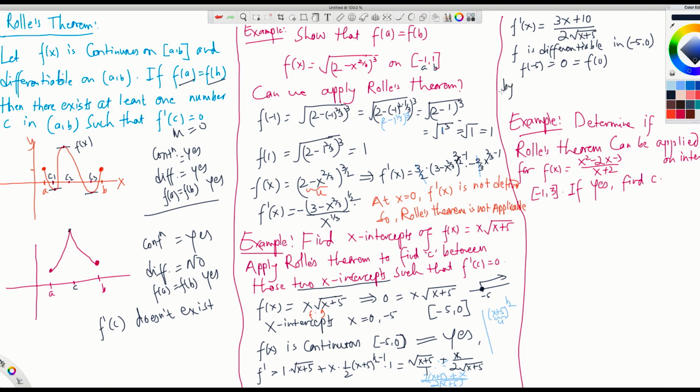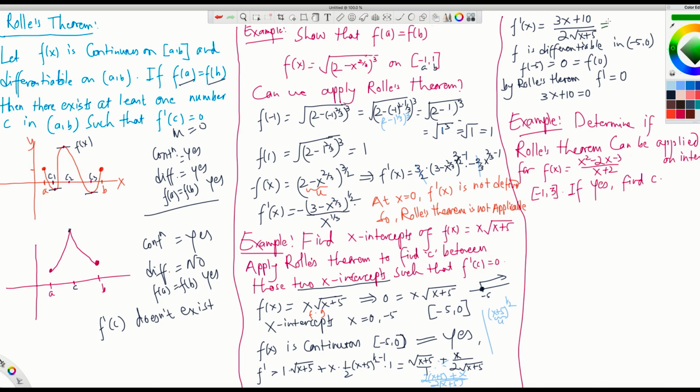So by Rolle's theorem, you get f prime equals 0, right? You will get a point where the derivative is 0. So if you do that, you set the numerator equal to 0, right? What you get is 3x plus 10 equals 0. Let me show you that.